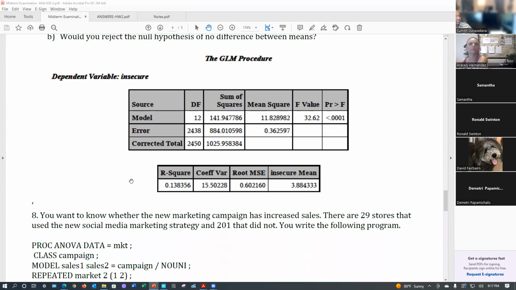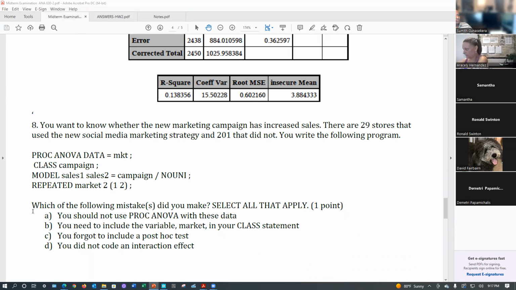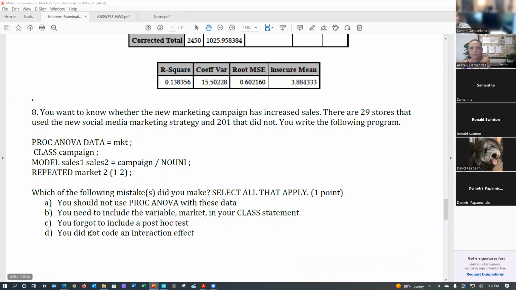You want to know whether the new marketing campaign has increased sales. There are 29 stores that use the new social media marketing strategy and 201 that did not. You write the following program. Which of the following mistakes did you make? Select all that apply.